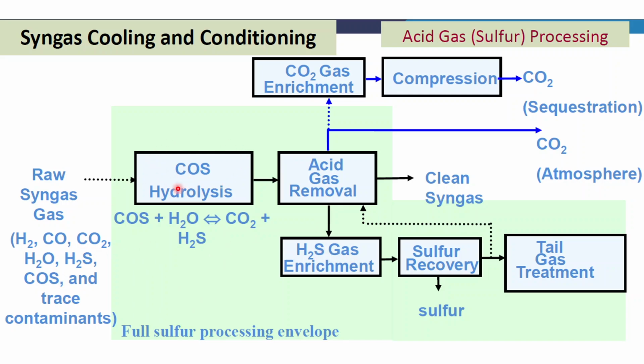So this COS hydrolysis takes place here, giving carbon dioxide and hydrogen sulfide. This carbon dioxide is taken up for acid gas removal, for carbon dioxide gas enrichment, and carbon sequestration can take place after compression. And the H2S is taken here for H2S gas enrichment, and sulfur recovery is done here. Further, after this acid gas removal, we get our clean syngas.